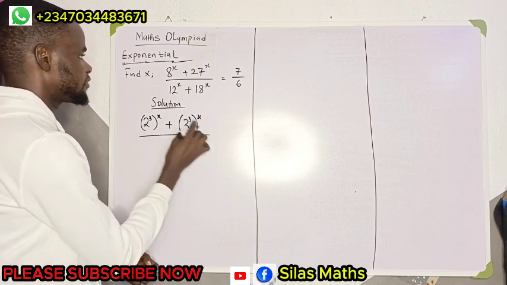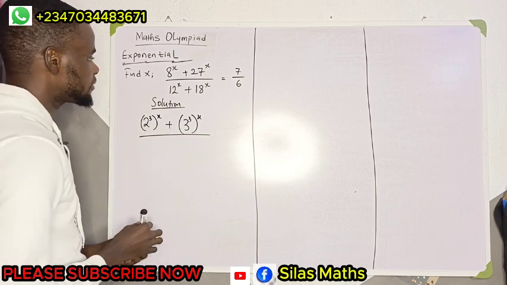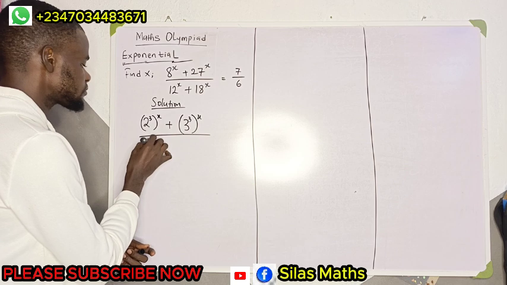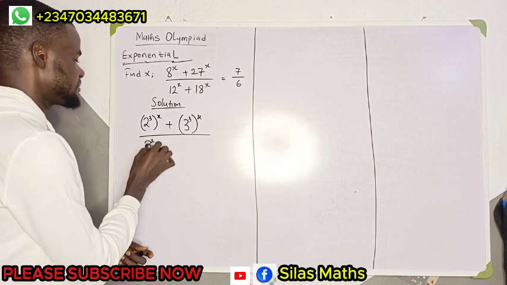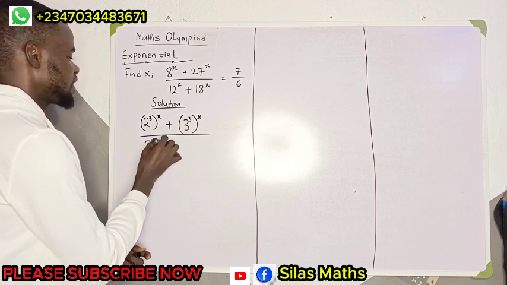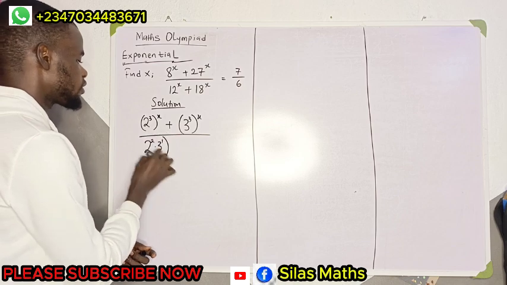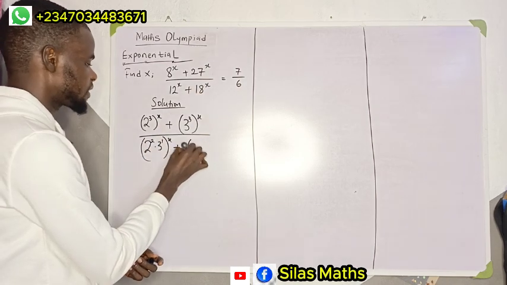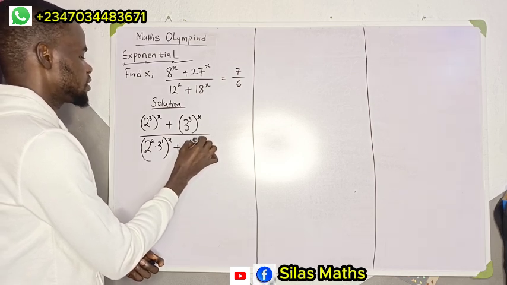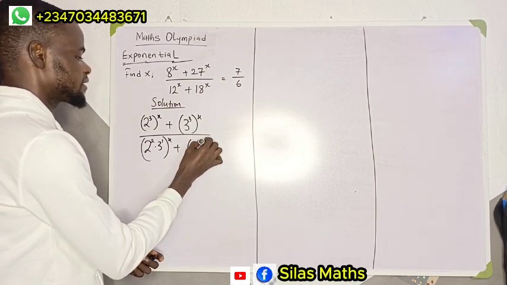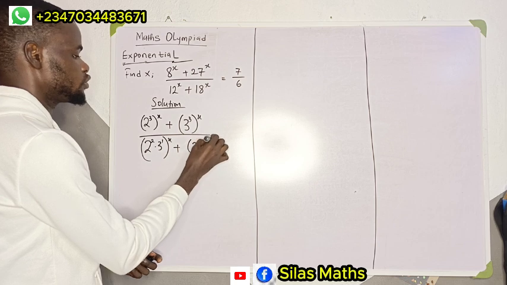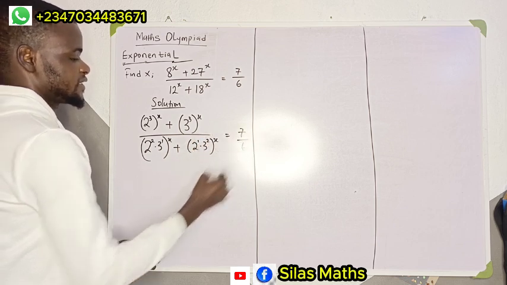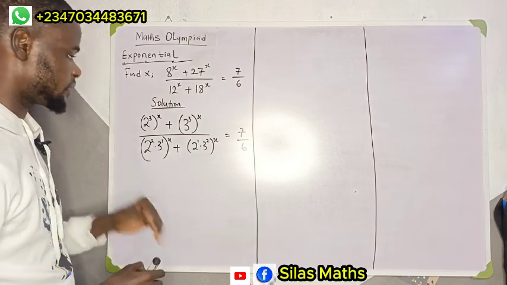all to the power of x, all over. Then if I prime factorize 12, 12 is going to give me 2 to the power of 2 times 3 to the power of 1, all to the power of x. Then plus, prime factorizing 18, I'm going to have 2 to the power of 1 times 3 to the power of 2, all to the power of x, equal to 7 over 6. Yes, when I prime factorize this, that's what I'm going to have.